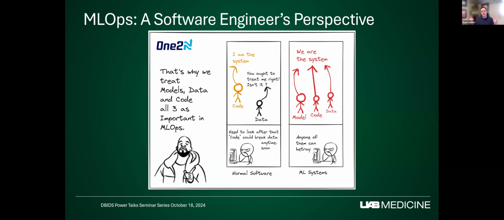So what is MLOps? I found this, I thought it was a pretty interesting take on it. The old way of writing software, you could just think of it as needing to look after the code, because that might break your data. But when you start thinking about ML systems, machine learning systems, really the model, the code, and the data comprise the system. And any one of them can betray you at any time.